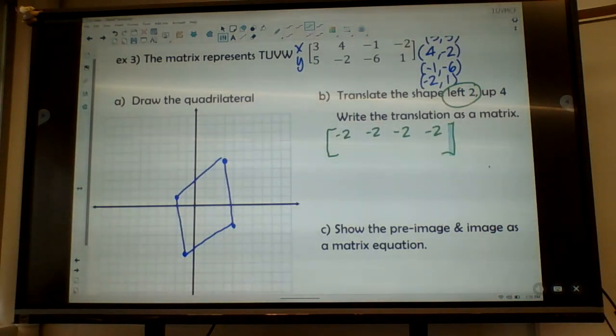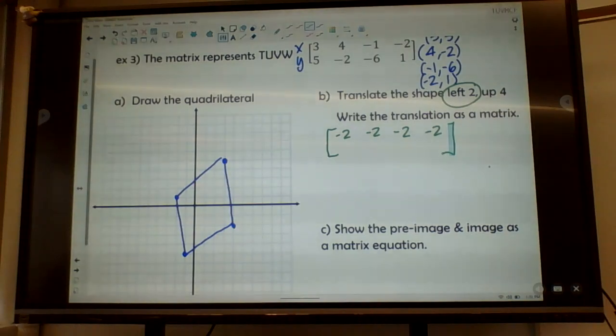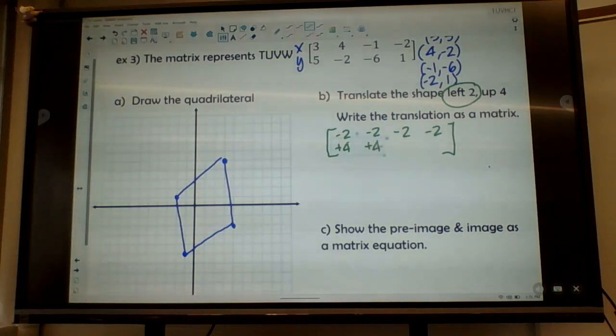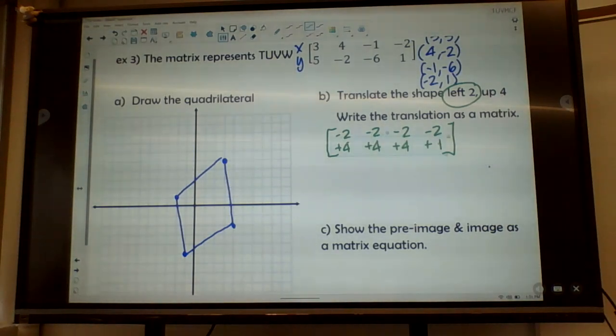And you might wonder why we make a whole matrix like this, but it would be telling me what to do to all these x values. And then going up 4, I'd add 4 to each of these. So if they write the translation as a matrix, this might be the way we write this.